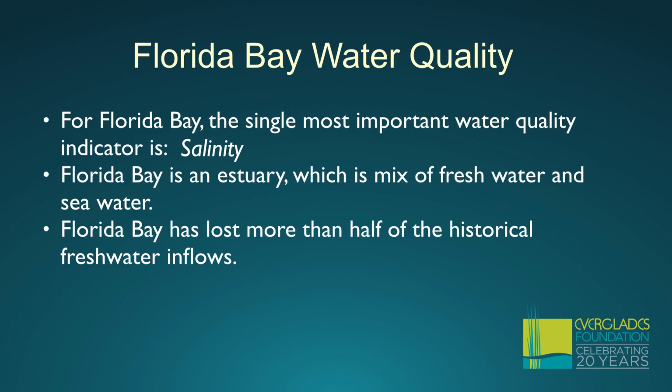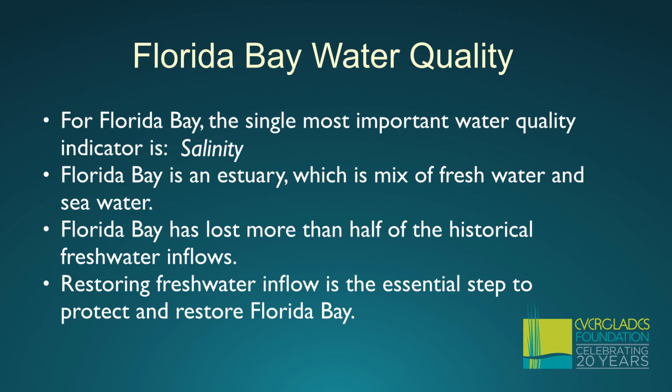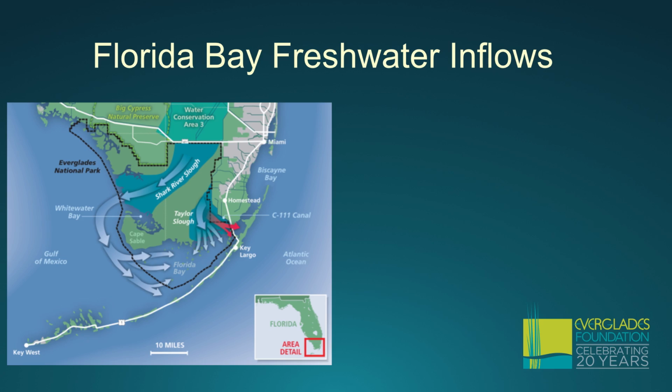As Billy kind of mentioned, because of upstream changes to the system, Florida Bay's lost well over half of its fresh water, more than half. That's the amount we can document both through modeling and through paleoecological data. That has a profound effect on an estuary that size to lose that much fresh water. So restoring fresh water into this important estuary is the single most important step you can take to protect its water quality and restore the bay. So we'll talk about how that works.